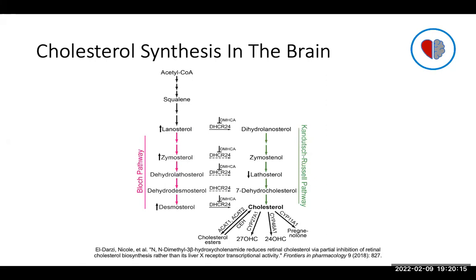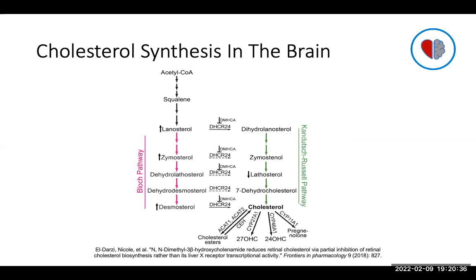Now, why is cholesterol synthesis in the brain important? There are two different pathways of cholesterol synthesis. One is the Bloch pathway, and the other one I call the KR pathway. It's difficult to pronounce. The Bloch pathway, the B for brain, is how I remember it. That is the more important pathway for brain cholesterol synthesis.